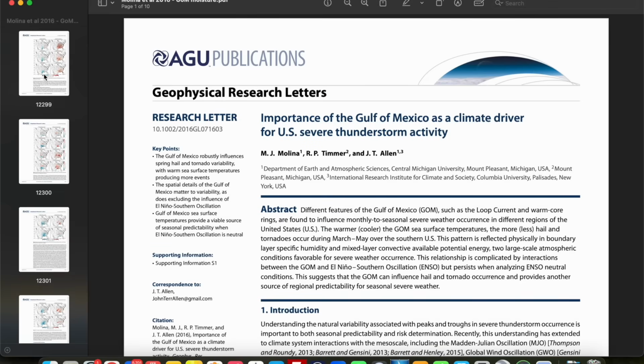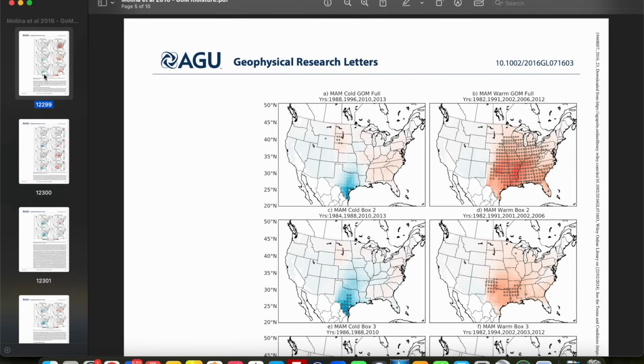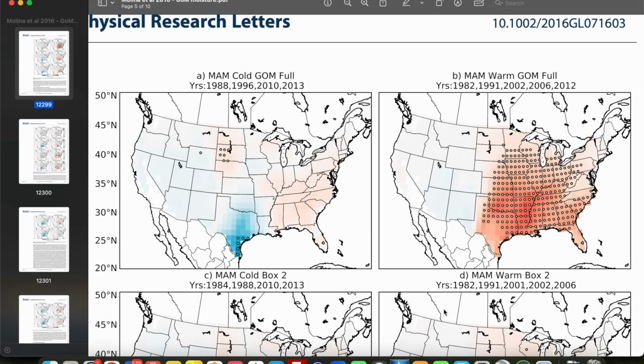This is supported by Molina et al. 2016. In their Figure 3, they illustrate the difference in instability anomalies between cooler than normal Gulf waters on the left and warmer than normal Gulf waters on the right. Mixed layer CAPE, which is our main measure of instability, tends to be near or below normal when Gulf of Mexico waters are relatively cool, as shown by the blue colors, and above average mixed layer CAPE is much more widespread when Gulf of Mexico waters are relatively warm, as shown in red.